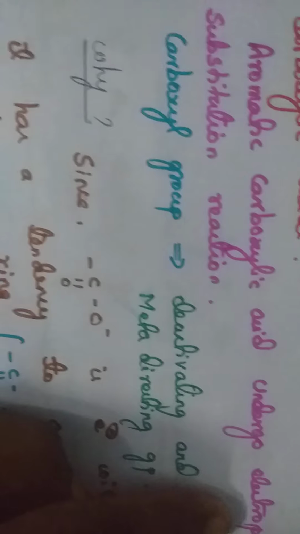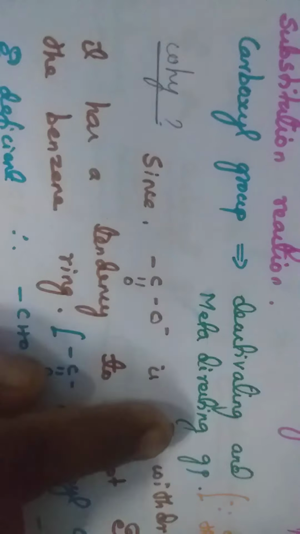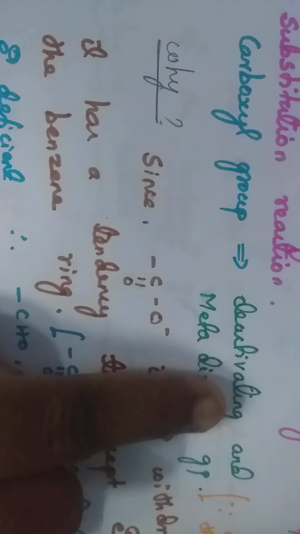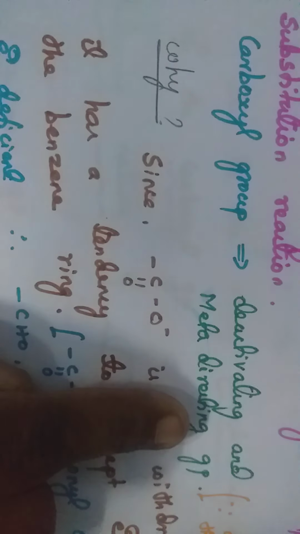So we are going to see the electrophilic substitution reaction. Before that, we need to know which atom or group is attached to the benzene ring. In a carboxylic acid, which group is attached to the benzene ring? The carboxyl group, that is COOH. This group deactivates the benzene ring and is meta-directing. It has a tendency to deactivate the benzene ring, which means it decreases the reactivity, and it is meta-directing.